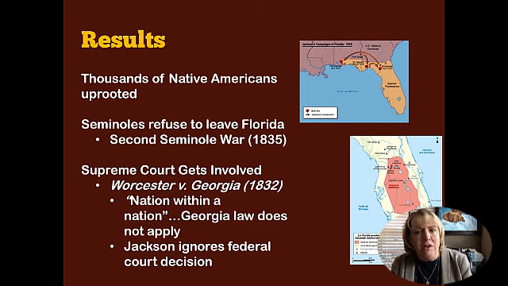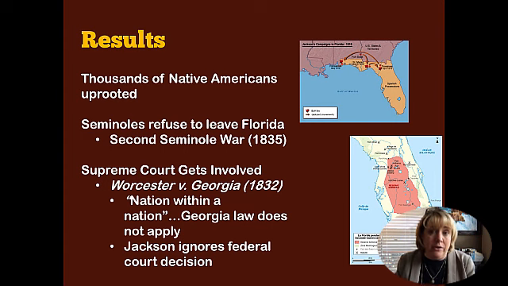Well, Jackson's having none of that because remember, Jackson's goal was to create more farmland for Southern planters. So he ignores the federal court ruling. In fact, the legend is he basically said if John Marshall wants to rule, then John Marshall can come down and enforce that law because I'm not going to do it.